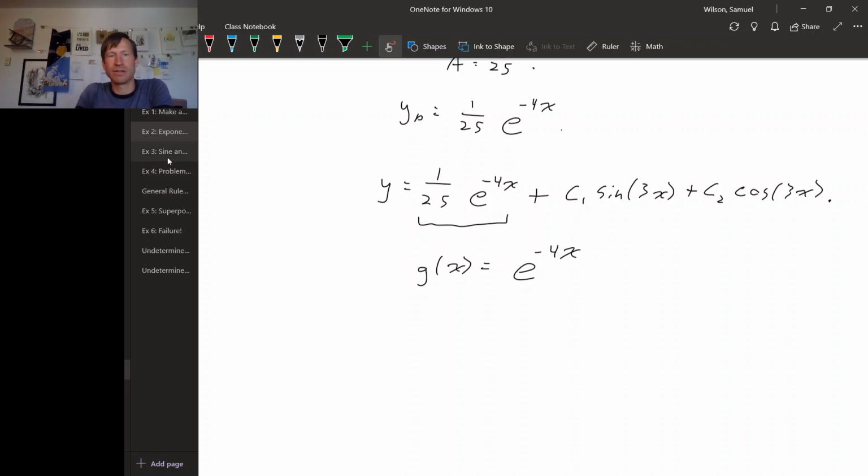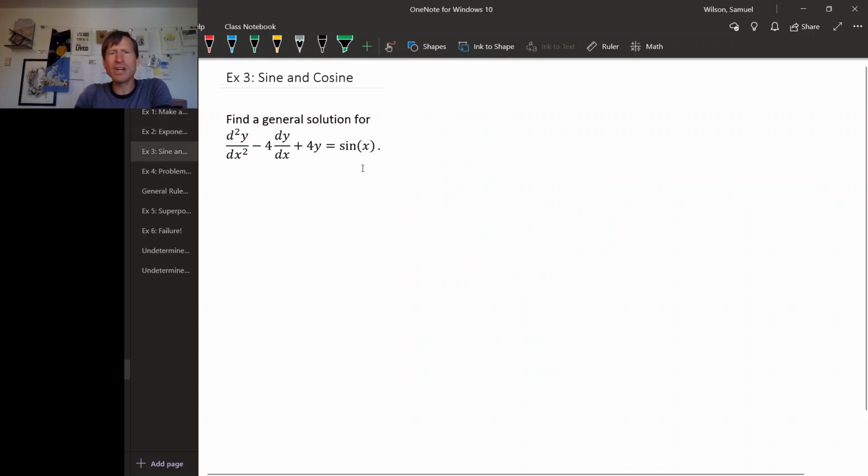All right, let's look at another example. What if our inhomogeneous term is a trig function? So in this case, it's sine. It works out similarly if you have some multiple of a cosine function on the right-hand side here. So let's see what happens.